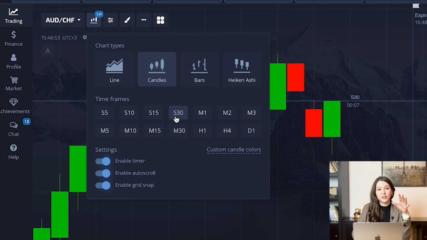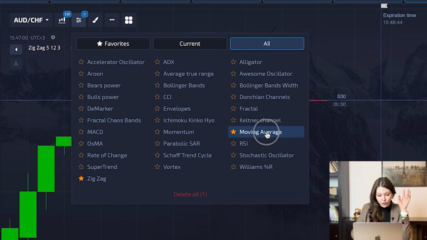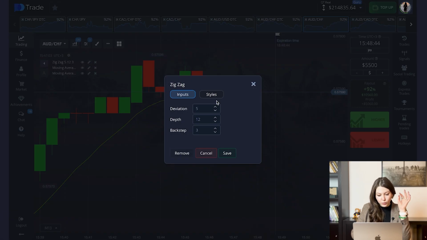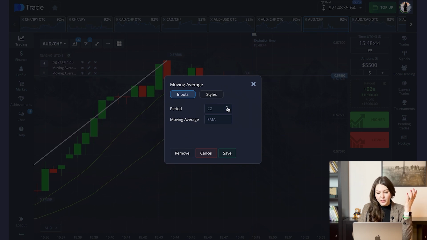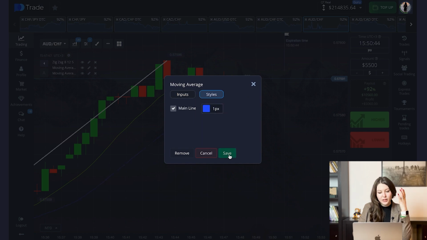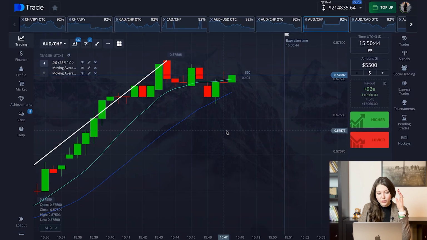Also, we're using 30-second candles and then we're going to use three indicators, but two of them we're going to duplicate. So we have ZigZag and we're going to change the style. First of all, we're going to make this white, and we're also going to change the period here, and here it's going to be 5, so let's save it. And here we're going to change the moving average: we're going to put the period at 20 and make it dark blue, and the second moving average we're going to put at 10 and make it light blue, and now we are ready to start.